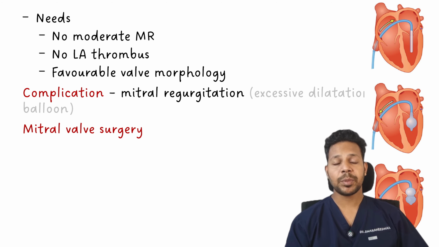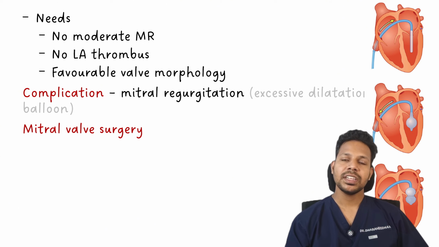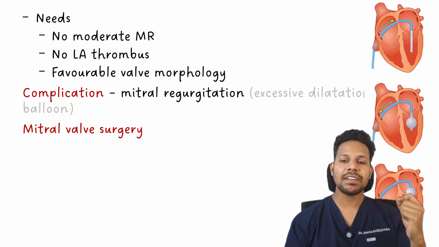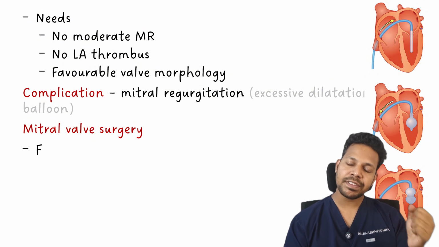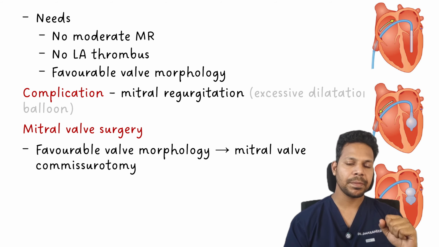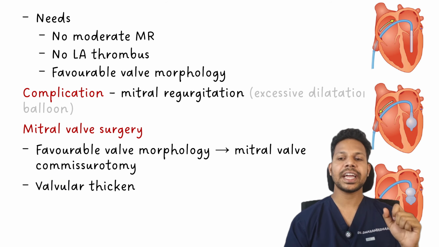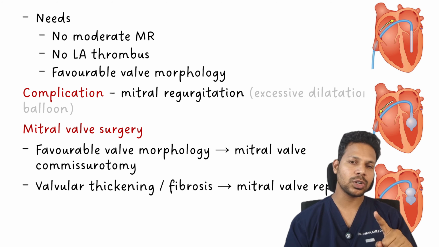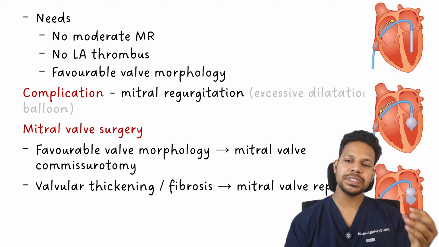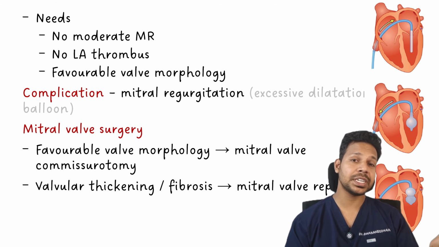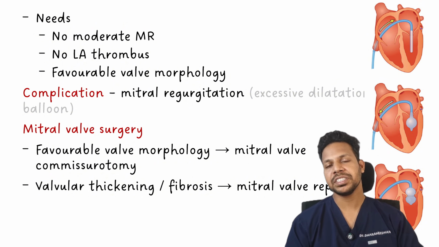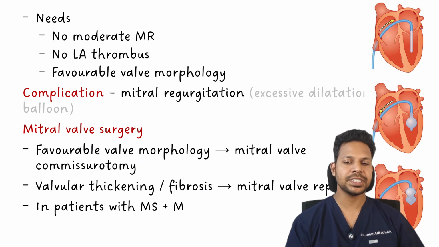Then comes the surgical modality, which is mitral valve surgery. Using surgery as well, you can do commissurotomy as well as mitral valve replacement. If there is a favorable mitral valve morphology, you can do mitral valve commissurotomy. And if there is valvular thickening and fibrosis, you should undergo mitral valve replacement. In a patient of mitral stenosis with pulmonary arterial hypertension and tricuspid regurgitation, or in a patient of MS along with coexistent mitral regurgitation, again mitral valve replacement is the best modality.